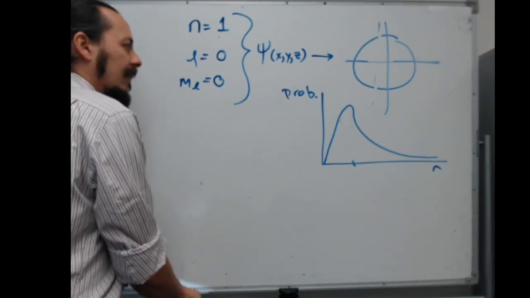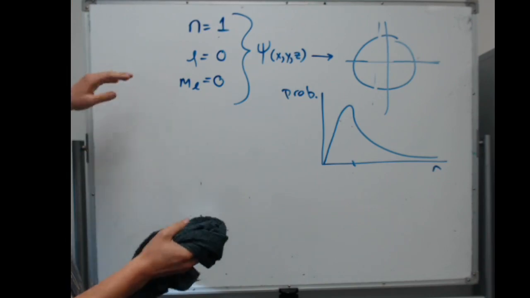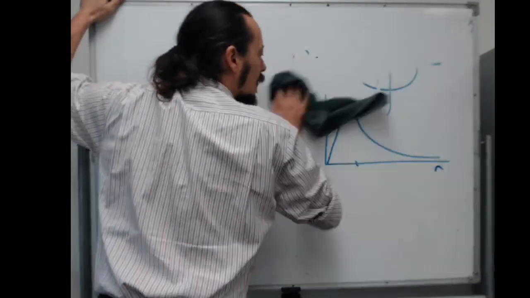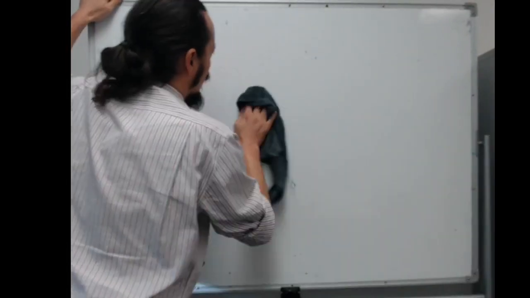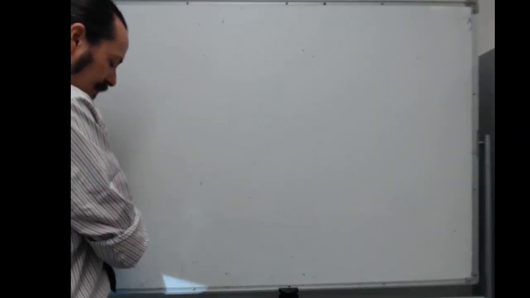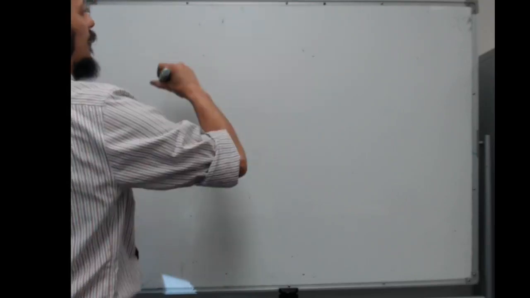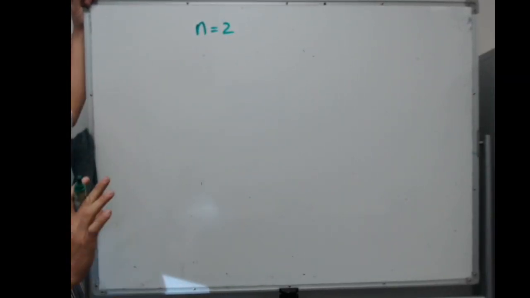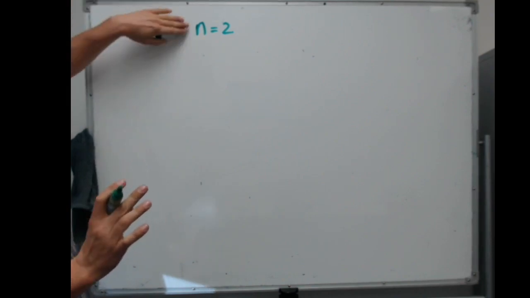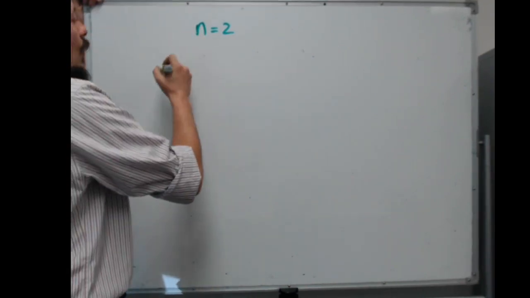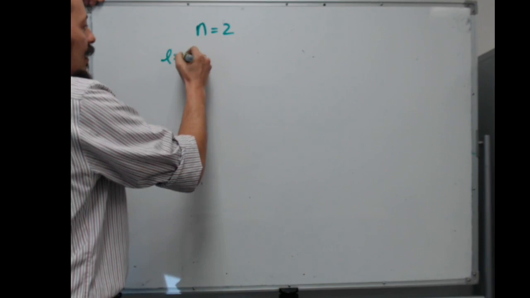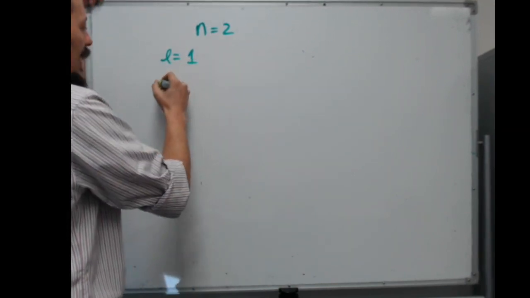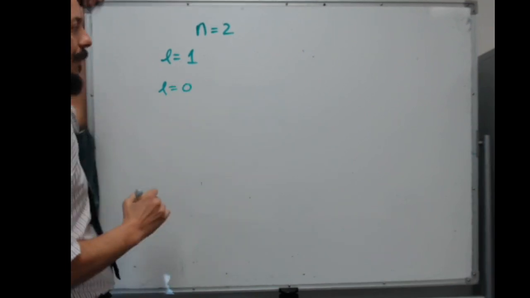Let's go ahead and look at another one of the shapes. And this one gets a little bit weird. But we're going to look at the second case. And if n equals 2. Now in this case, we actually have a lot of possibilities. In the n equals 2 shell, we can have L equals 1, or we can have L equals 0.